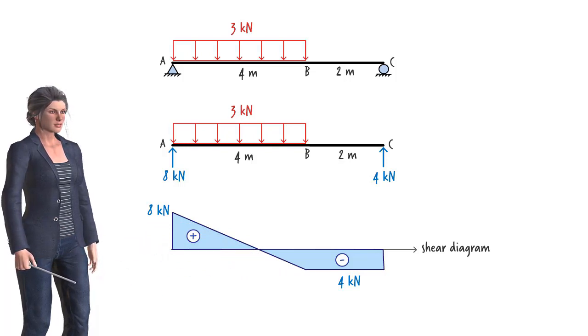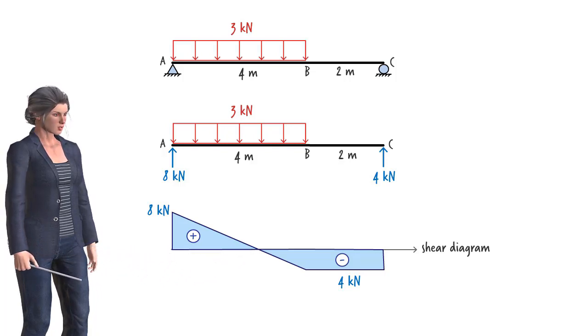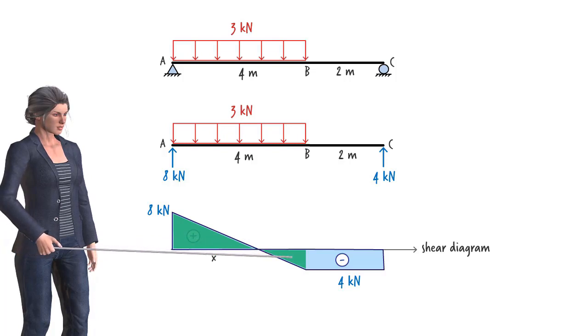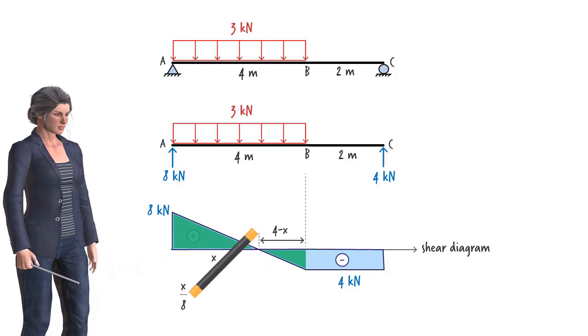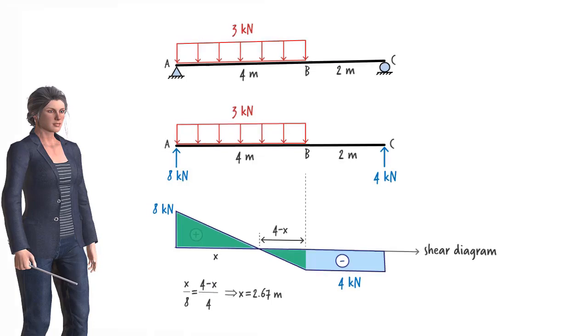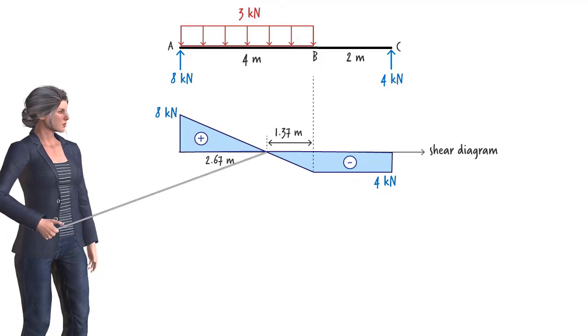Since we need to calculate the area under each segment of the shear diagram, we must determine the location of the point at which shear crosses the x-axis. This can be done using the shared angle property of two similar triangles. If we label the base of this triangle x, then the base of this triangle becomes 4 minus x. Therefore, we can write the proportion, and solving for x, we get 2.67 meters. That is, the inclined line representing the shear diagram crosses the x-axis 2.67 meters to the right of point A.